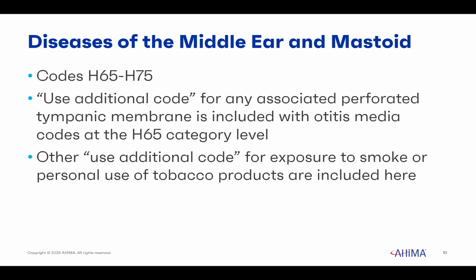Diseases in the middle ear and mastoid include codes that fall into code categories H65 through H75. You'll see in the tabular a lot of use additional codes for any associated perforated eardrum that's included with otitis media, codes that fall into the code category H65. You'll also see those use additional codes for exposure to smoke, personal use of tobacco, and other tobacco related codes.